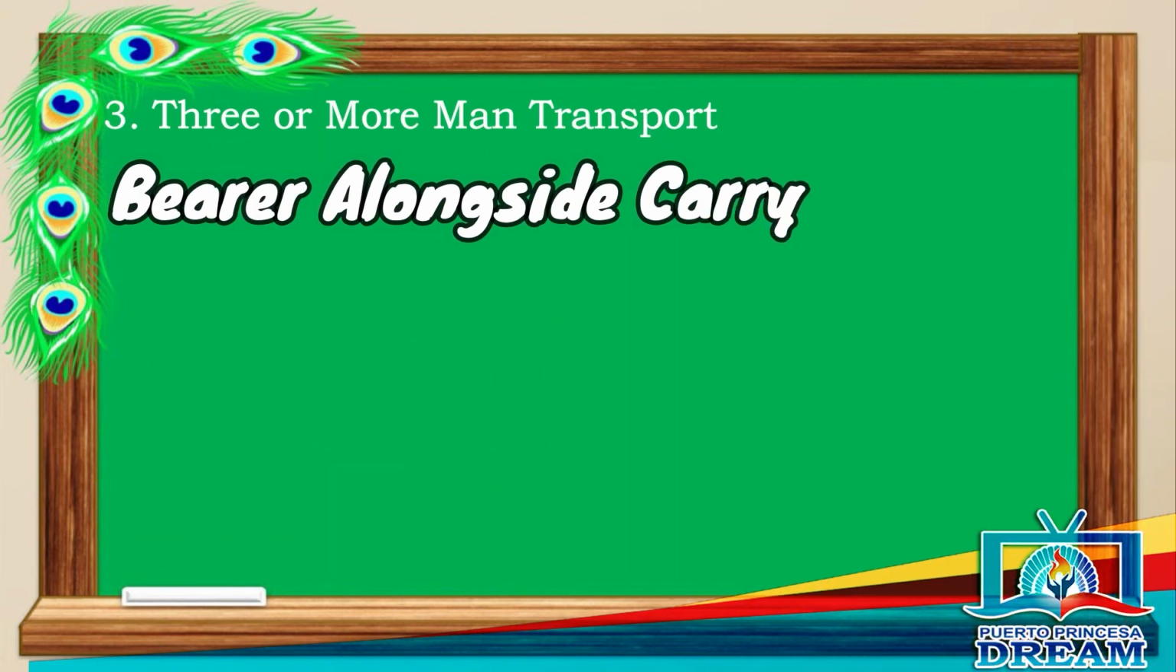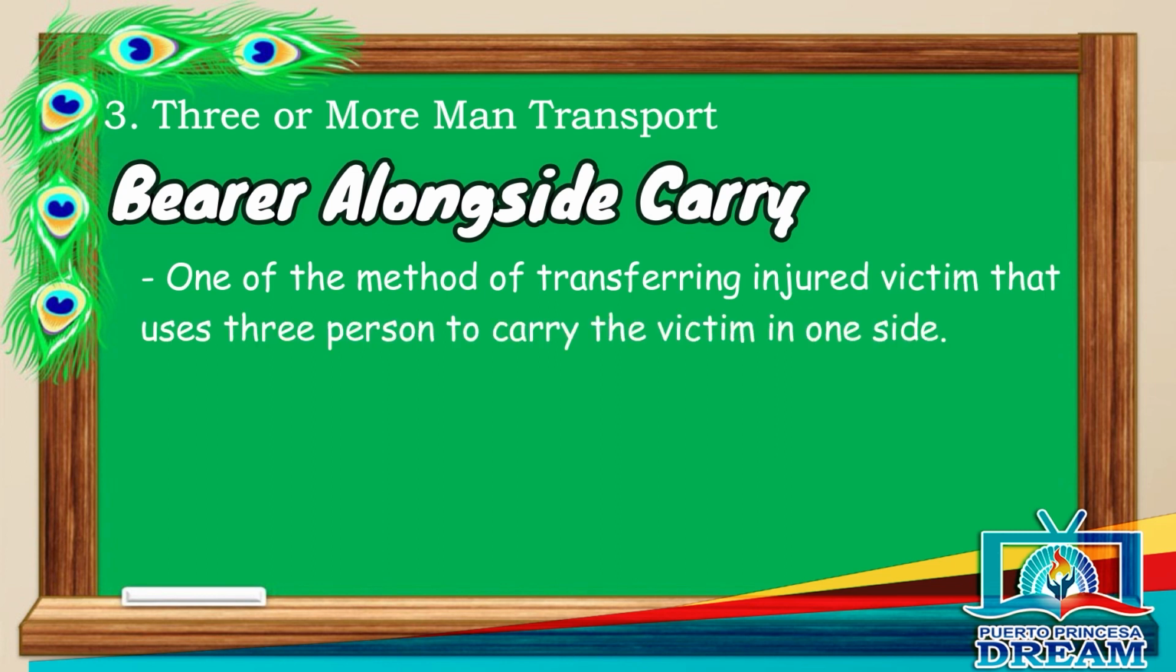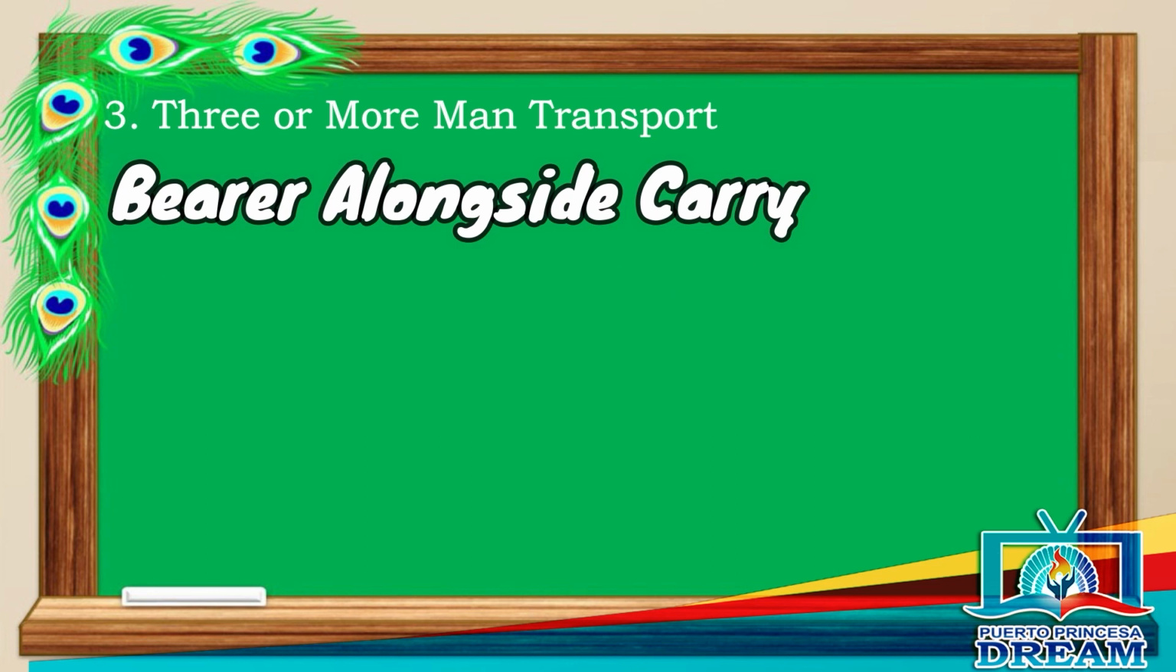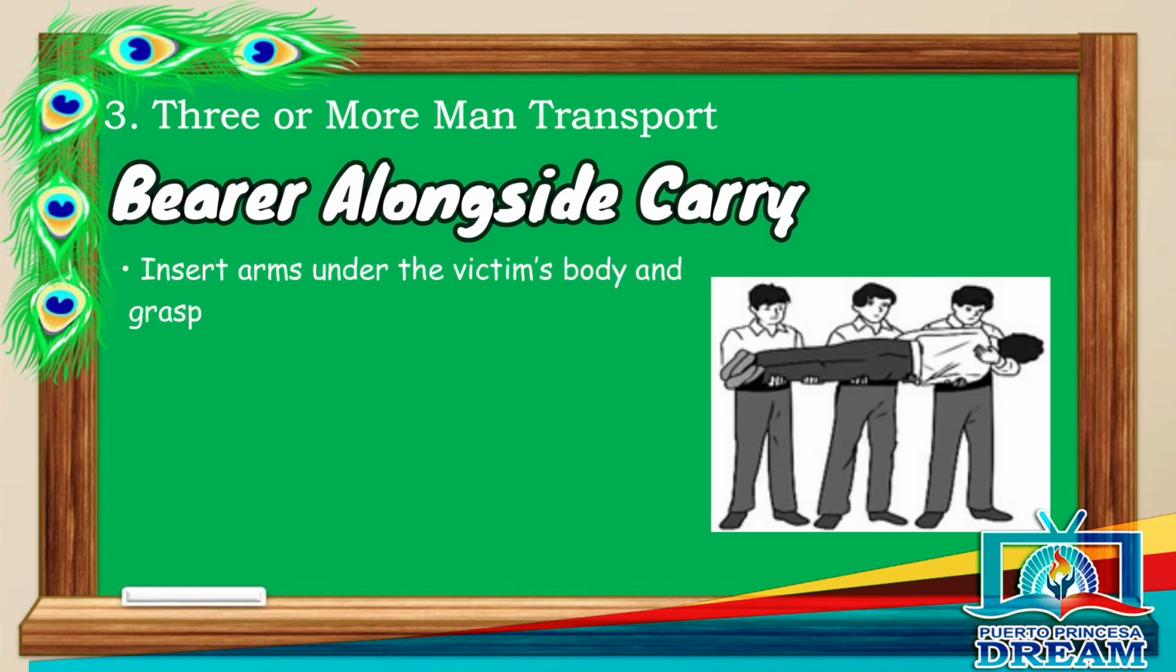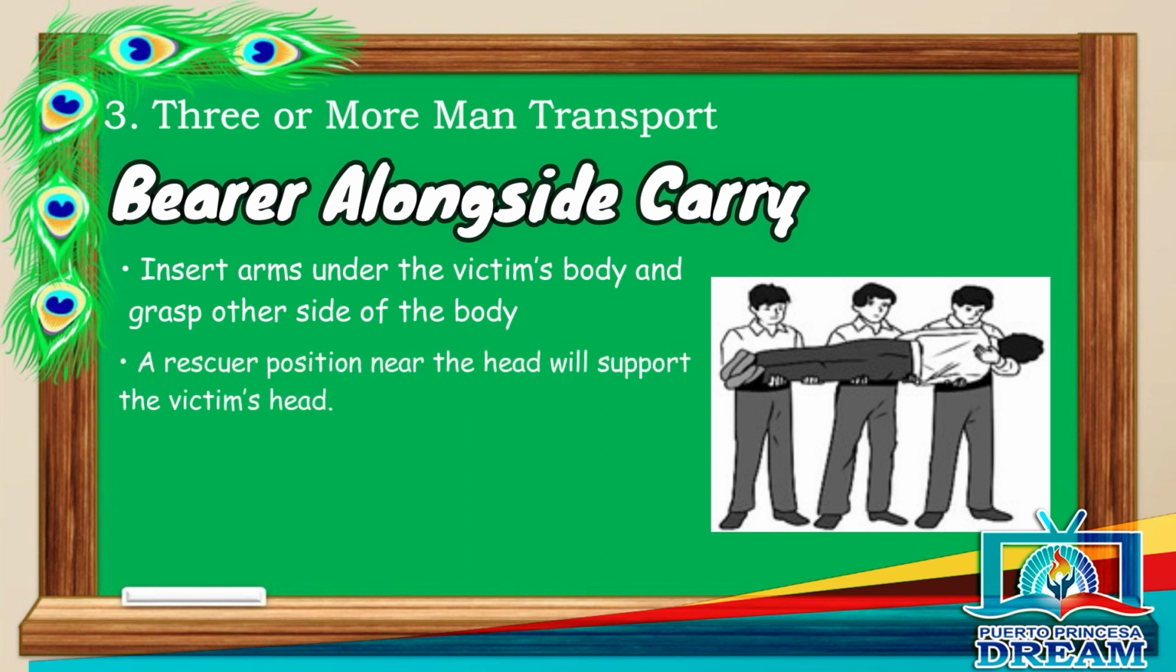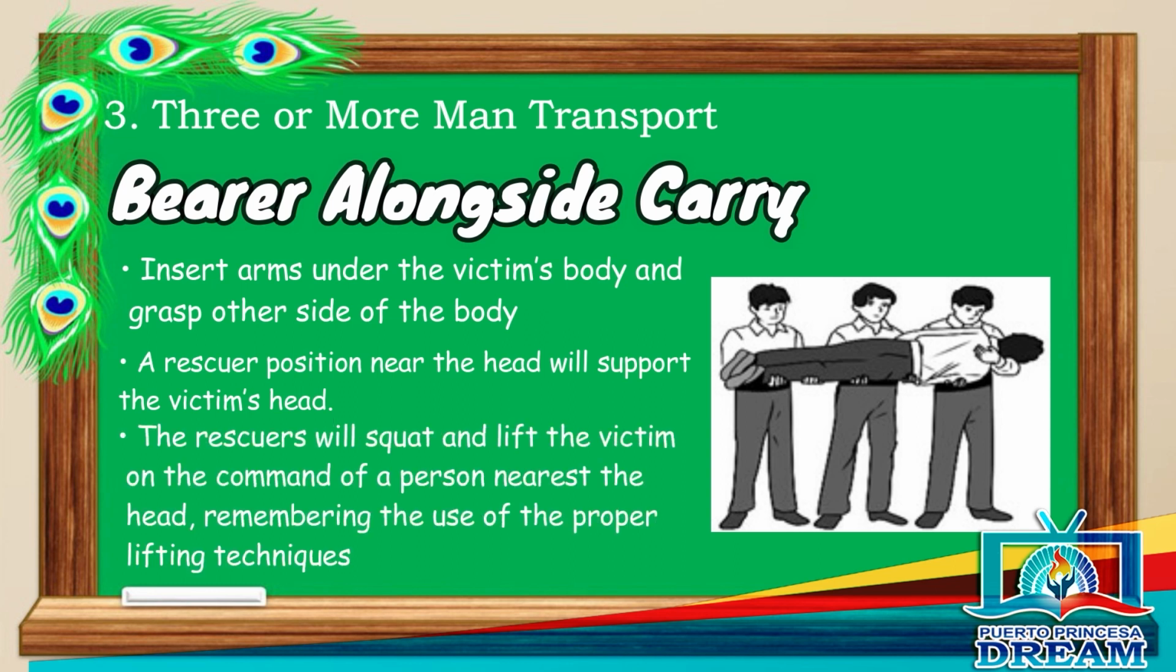Bearer alongside carry. One of the methods of transferring an injured victim that uses three persons to carry the victim on one side. Insert arms under the victim's body and grasp the other side of the body. A rescuer positioned near the head will support the victim's head. The rescuers will squat and lift the victim on the command of the person nearest the head, remembering the proper use of lifting techniques.